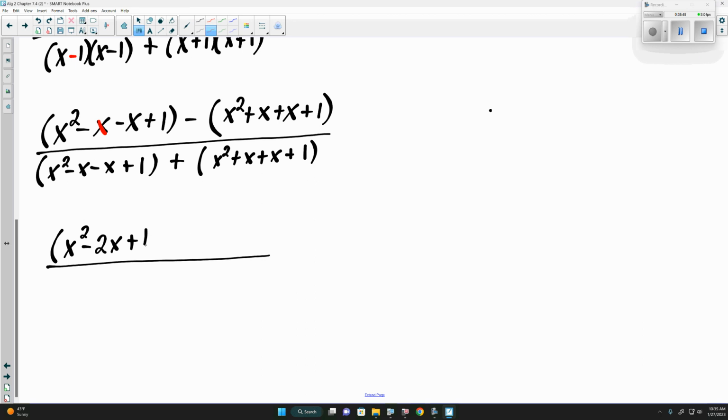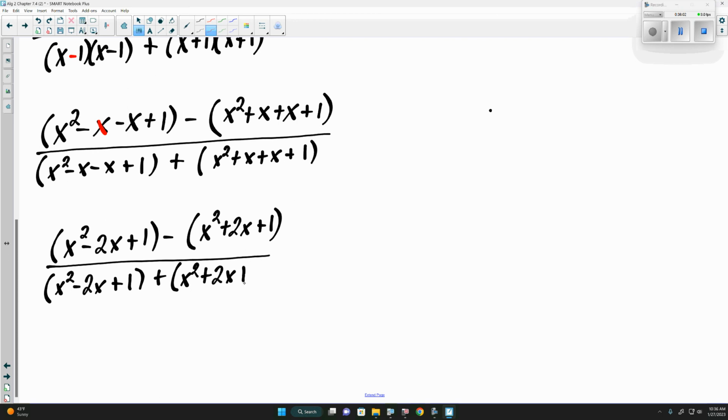Now we can combine like terms. So we combine the x terms. For the first one, negative x minus x gives us a negative 2x. And for the second one, x plus x is 2x.